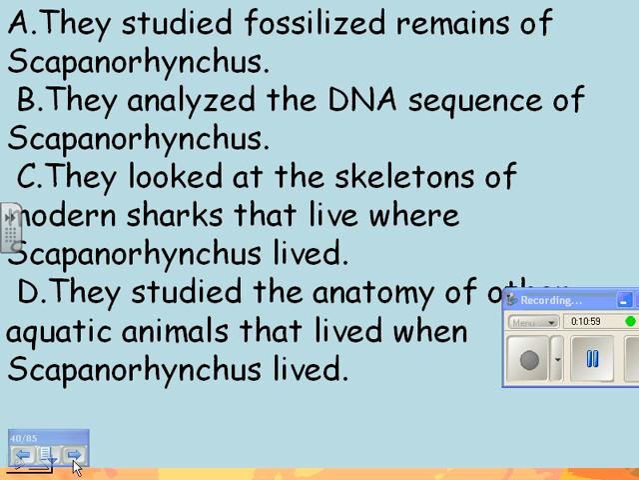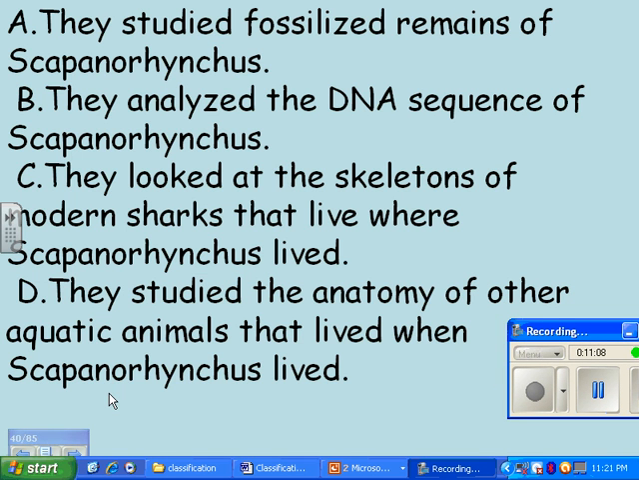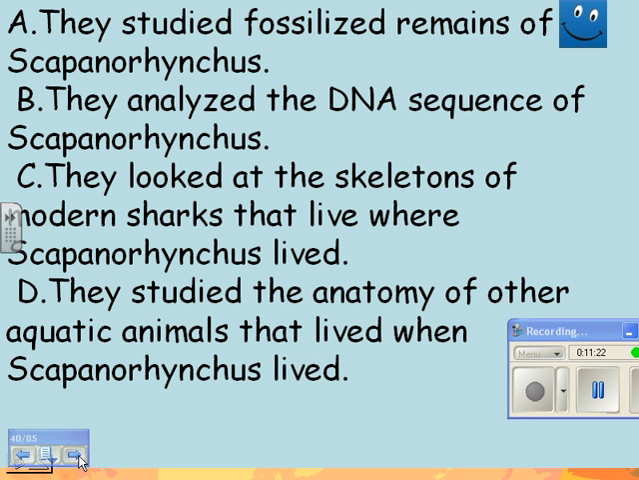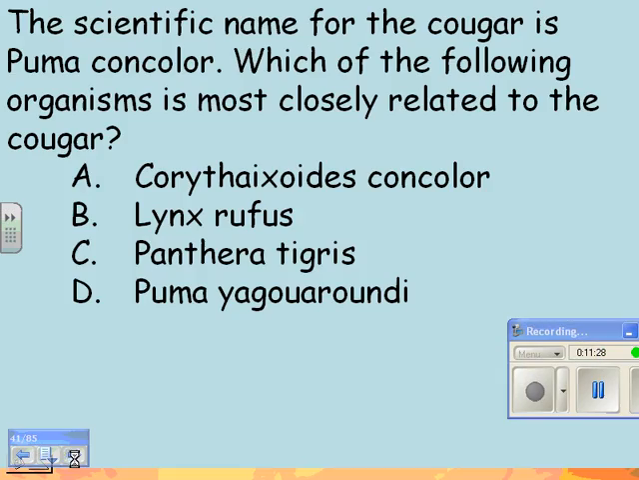They looked at the skeletons of modern sharks that lived where this guy lives today, or back then. They studied the anatomy of other aquatic animals that lived when this guy lived. Okay, so this is a little tricky because I was saying earlier, ooh, DNA, DNA, DNA, and that's not the case here. If you're looking at a fossil, if you're looking at something that's extinct, you're probably looking at fossils. So it's going to be A. And I haven't really talked about that much with this one; we'll go back to that when we do our evolution unit toward the end of the year.